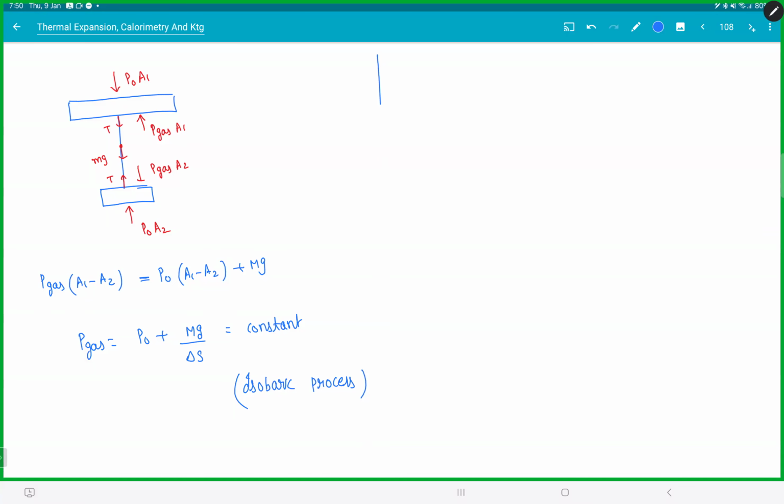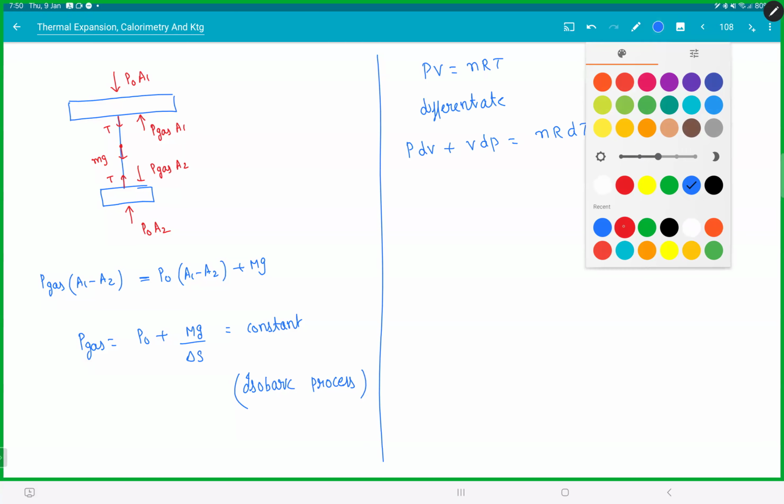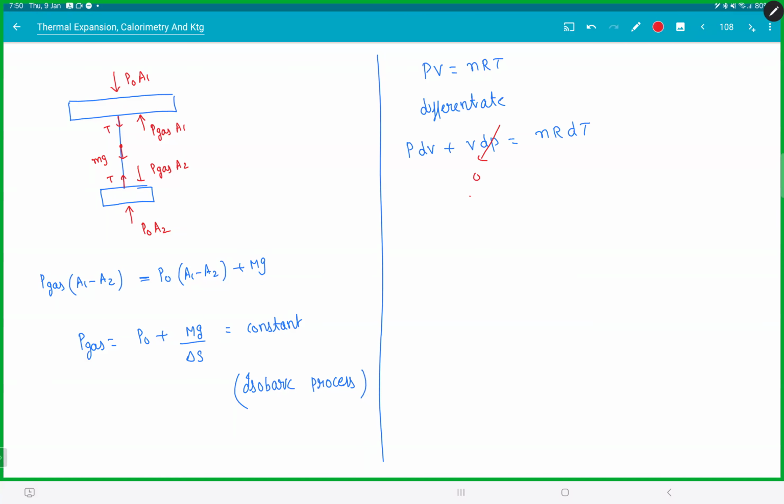Then, now if it is isobaric process, I know PV is equal to nRT; if I differentiate on both sides, then I have P dV plus V dP is equal to nR dT. Now, since it is isobaric, this term will be 0. So from here, we got P into delta V is equal to nR into delta T. So pressure into change in volume will give you nR into change in temperature. There, I'm getting my delta T there. Now look at this diagram here.